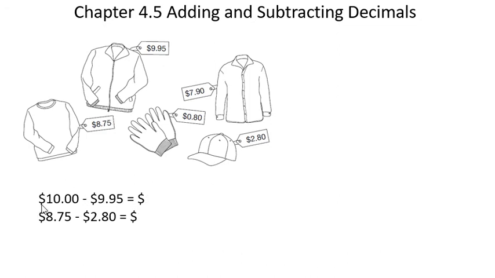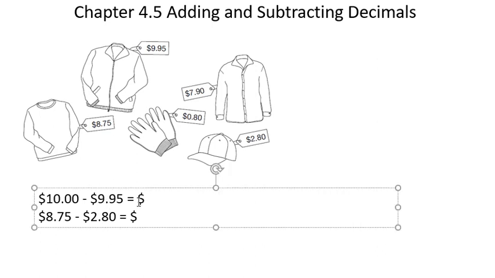We can also use similar strategies when subtracting decimals. Say, for instance, we are paying with a $10 bill and we wanted to buy this jacket. If we paid $9.95, that's tax inclusive, how much change would we get back from a $10 bill? We could start off with $10 and then remove $9.95. But that's a lot of work for this question.